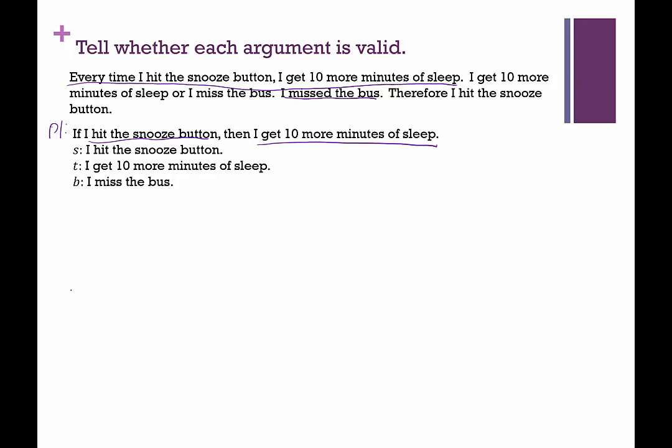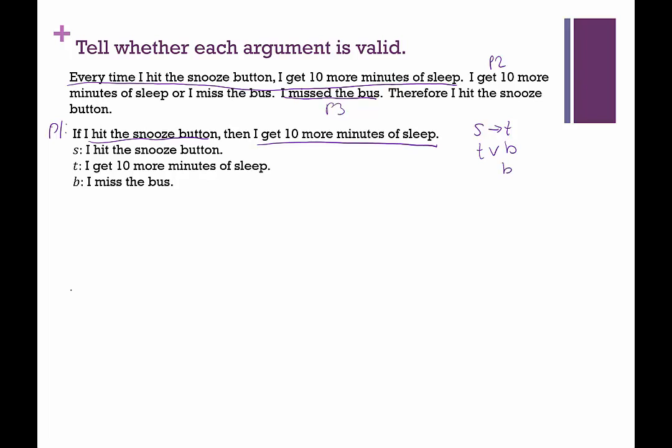Okay, from here we need to build the argument. So we have premise 1 I labeled here. That would be S implies T. Premise 2 is up here. I get 10 more minutes of sleep or I miss the bus. So that would be T or B. Then premise 3 is right here.